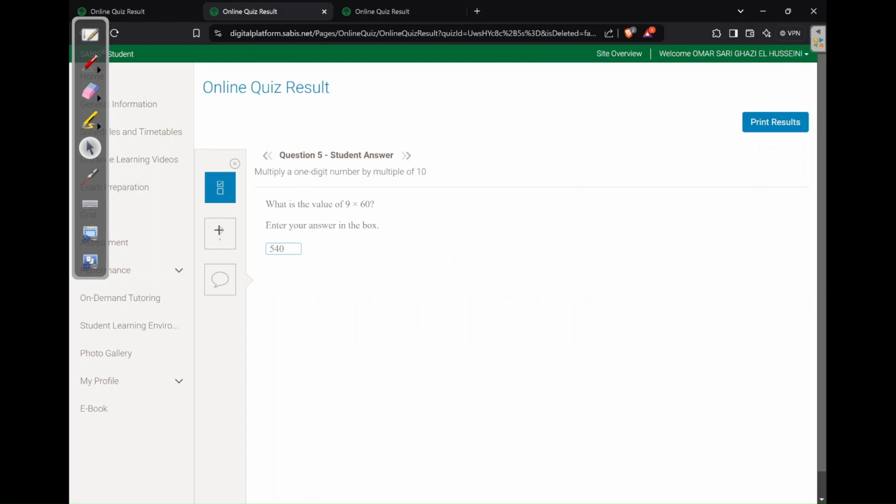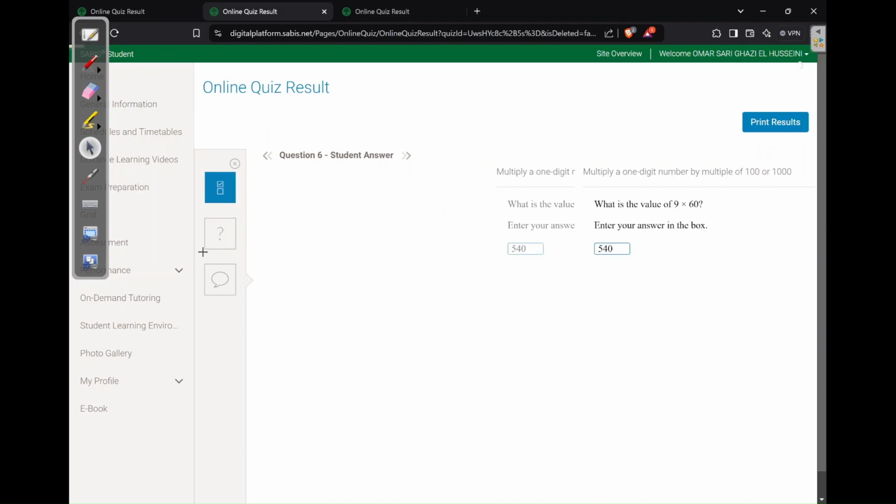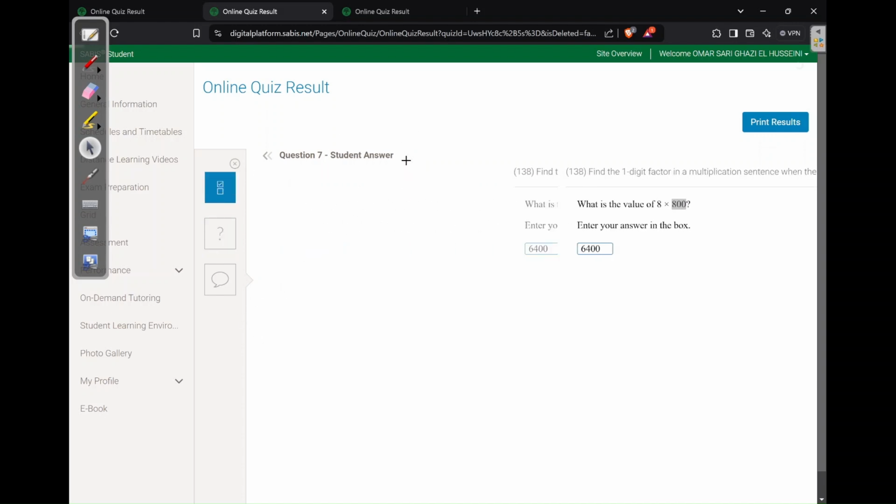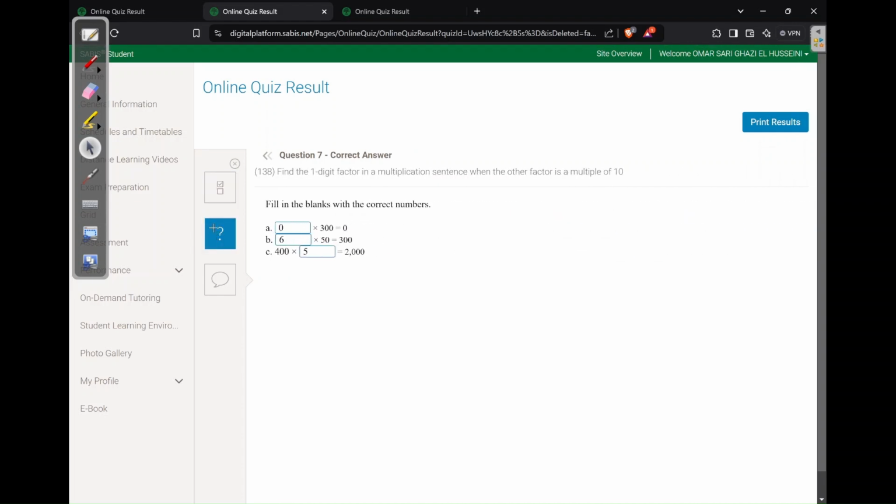Question 5. What is the value? 9 times 6 equals 54, and then there's 1 zero there, so we make it 540. 8 times 8 equals 64, 2 zeros at the end, makes it 6,400. 0 times anything equals 0, because it also shows us that of course the answer here is 0.